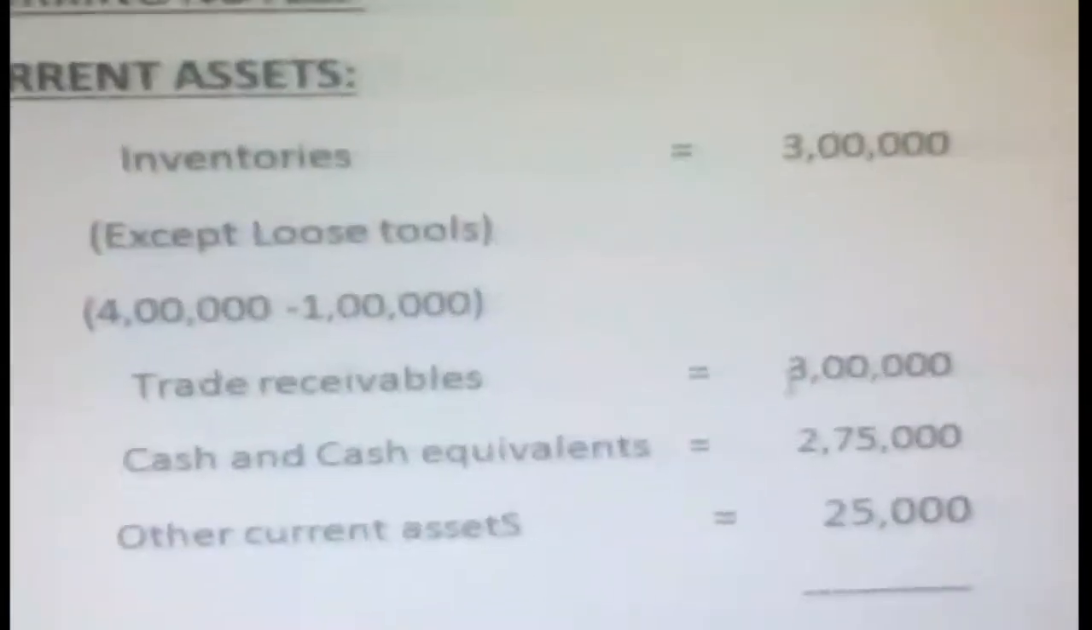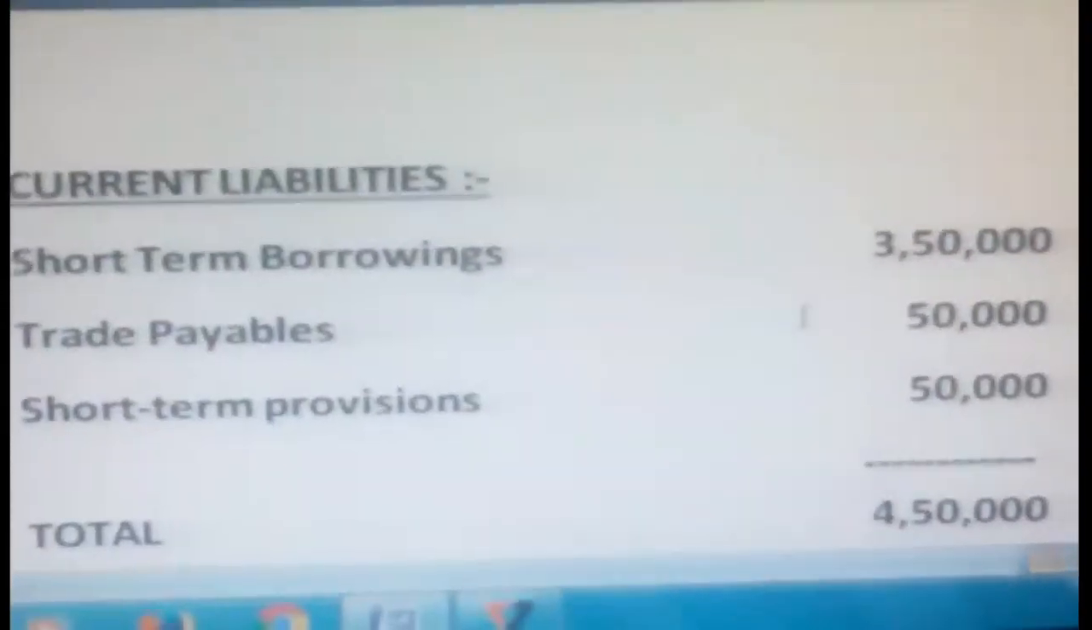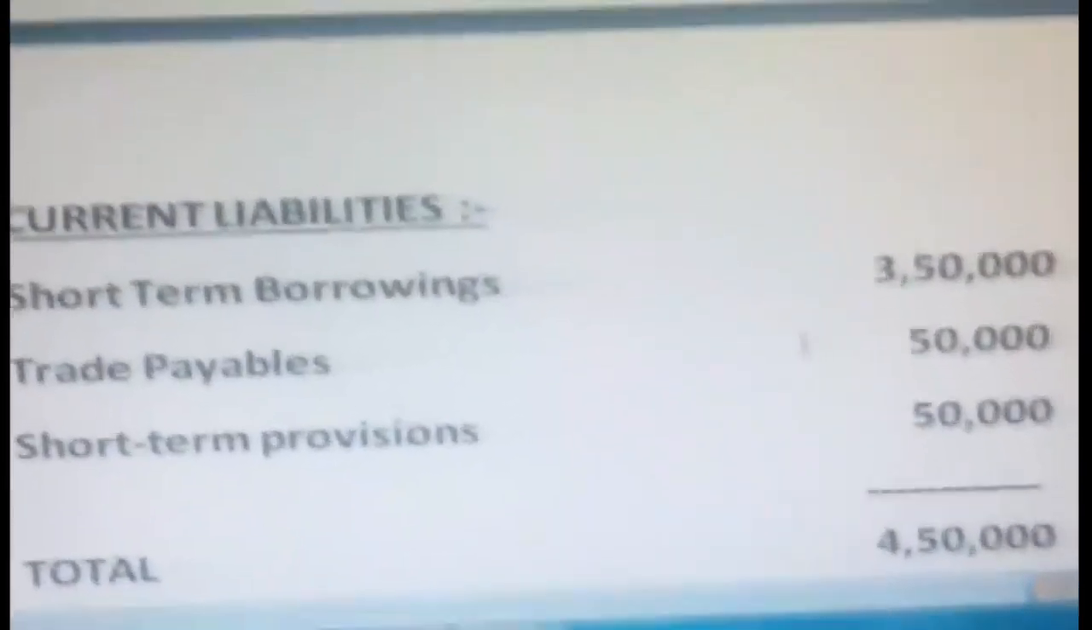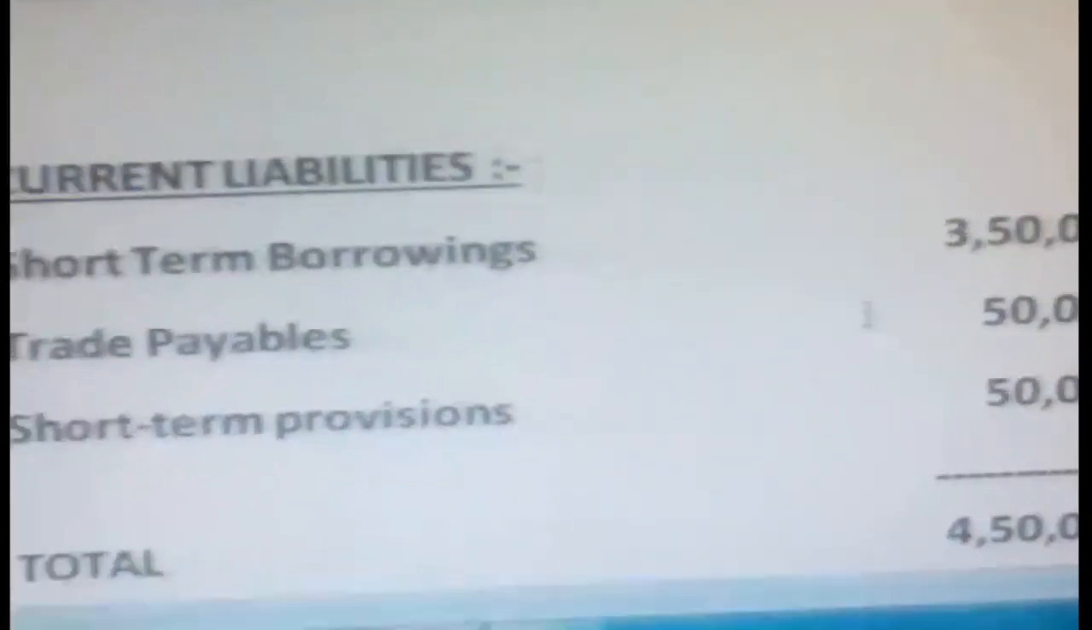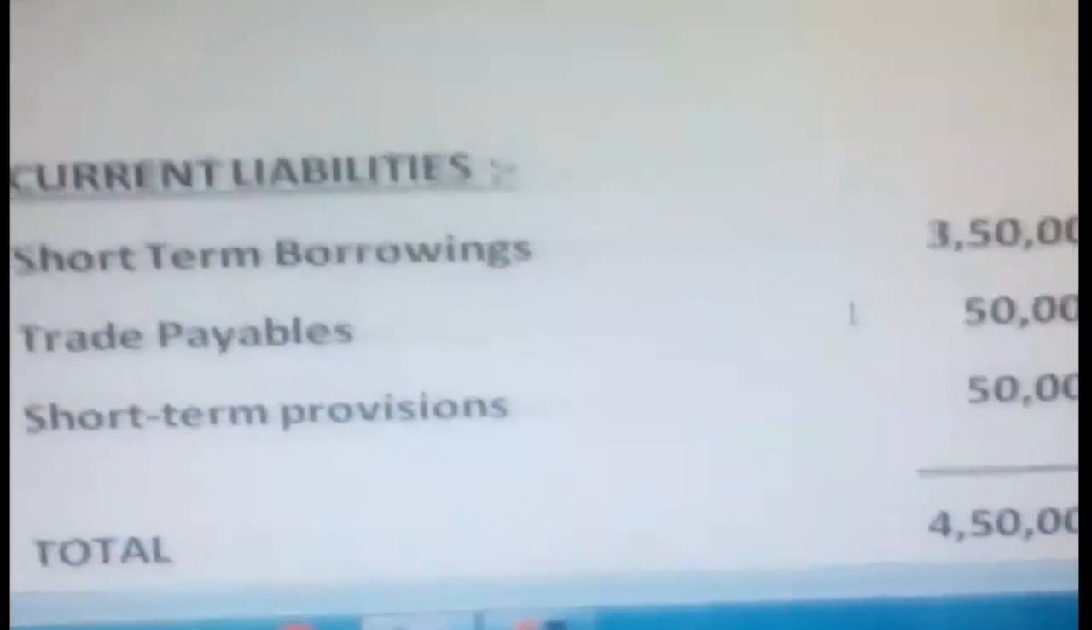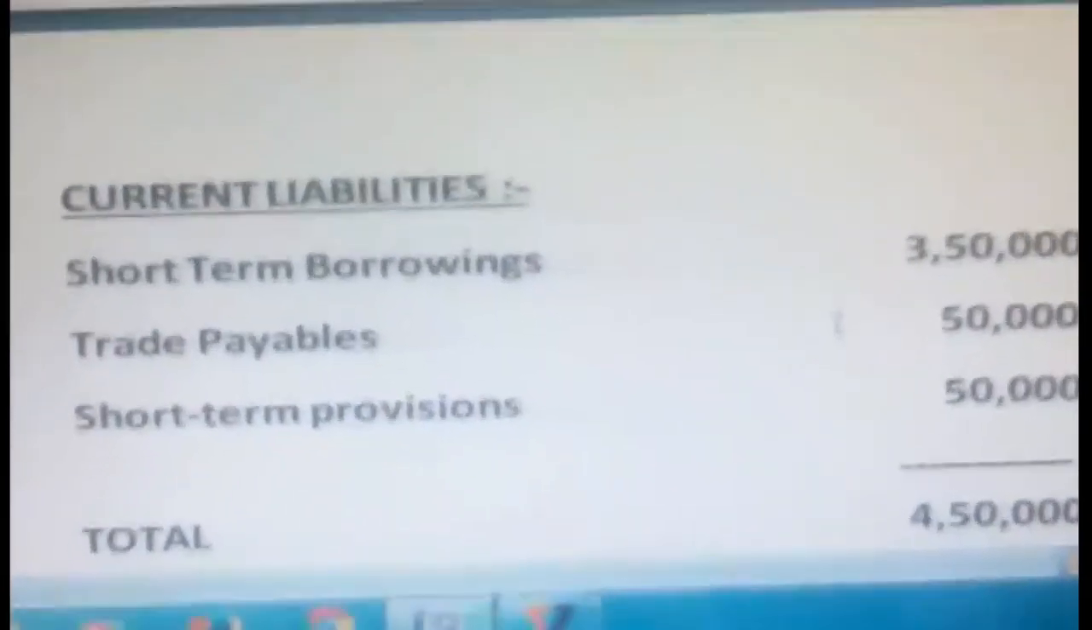The total comes to, our current assets, 9 lakhs. Now current assets are prepared. Then similarly, you want to prepare current liabilities in the same manner: short-term borrowings 3 lakh 50,000, trade payables 50,000, short-term provisions 50,000. So our current liabilities total comes to 4 lakh 50,000. See, I have shown it very clearly. This is our current liabilities.